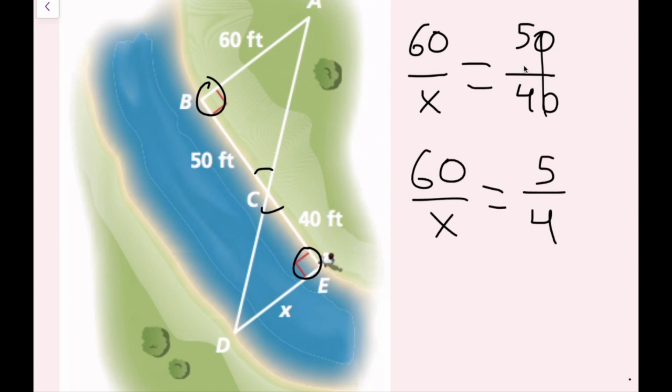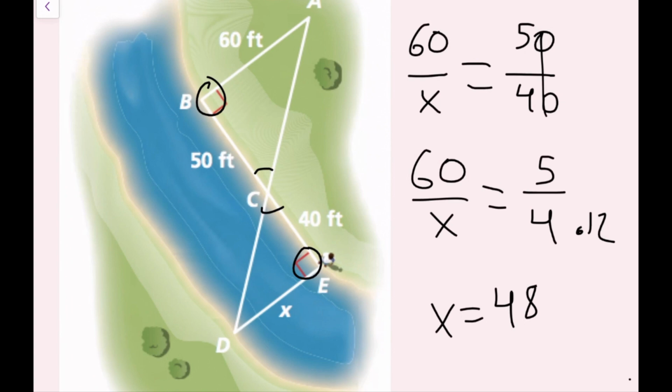But I see that I just simplified this, and I see that I have a 60 and a 5. Well, to get from 60 to 5, I can just divide by 12. To get from 5 to 60, I just multiply by 12. So if I multiply by 12 on the top of this fraction, to get from 4 to x, I can also multiply by 12. I can do 4 times 12, which I know is 48. So x is going to equal 48.